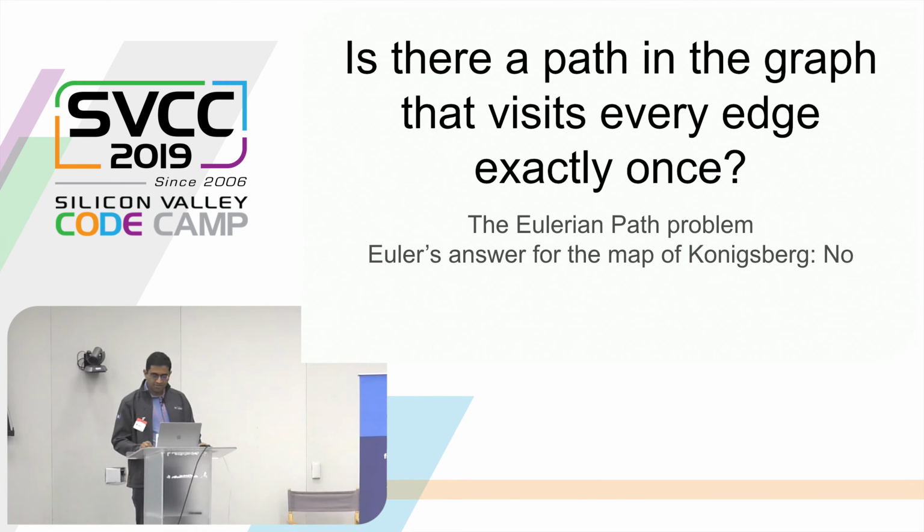Euler's answer for the specific graph corresponding to the city of Königsberg was no. You can't take a morning walk in that way. But Euler actually ends up solving the problem for a general graph. And Euler's analysis of that is what we cover in our foundation material.